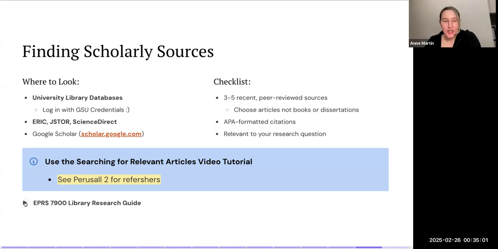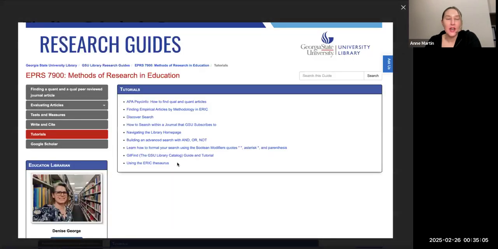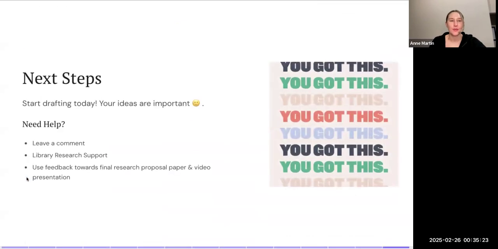Now, also attached in iCollege to the assignment is this library research guide. So this is a page on the Georgia State Library for methods of research and education in EPRS 7900, and it has some different tutorials and articles for you on how to find relevant research articles.